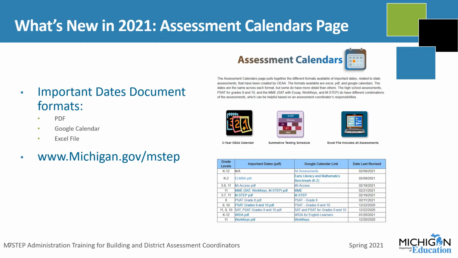The new Assessment Calendars page pulls together all of the different formats available of important dates documents, PDFs, Google Calendars, and the Excel file of important dates. You access this page by going to the MSTEP webpage, www.michigan.gov/MSTEP, and then select Important Dates under the Current Assessment Administration section. Once there, you can download a PDF, the Google Calendar, or Excel files of important dates.